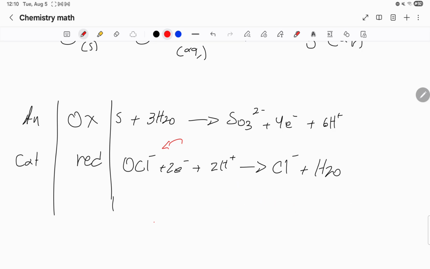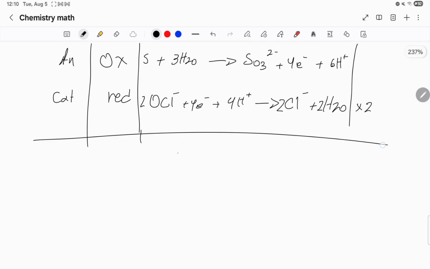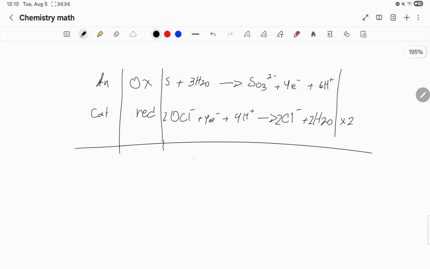I will try to match my electron number now by balancing. Okay, so this side has 4 electrons, this side has 2 electrons. So I would very easily just add 2 electrons here. I will become 2 OCl, 4 electrons, 4 protons, 2 of this and 2 of this. And now I will add my reaction.